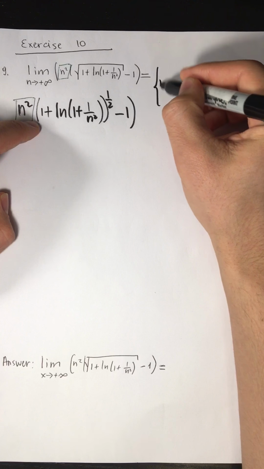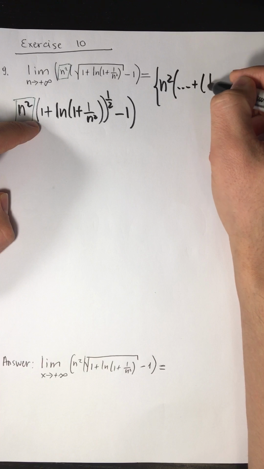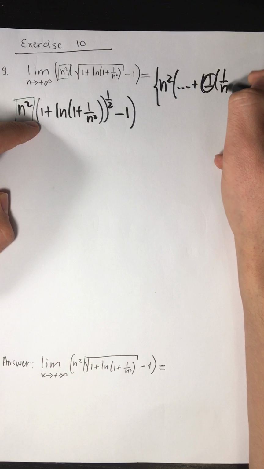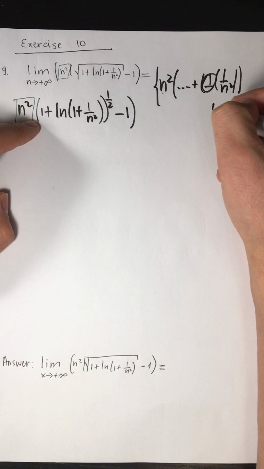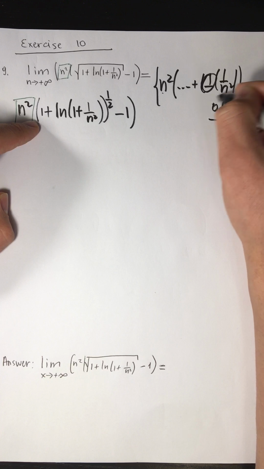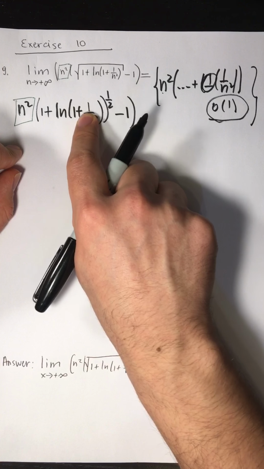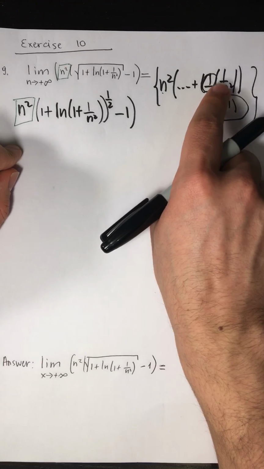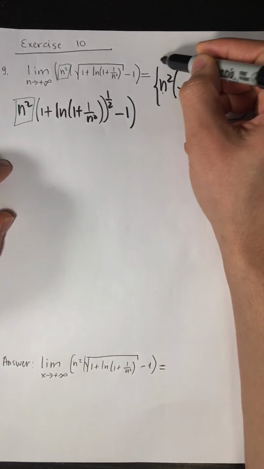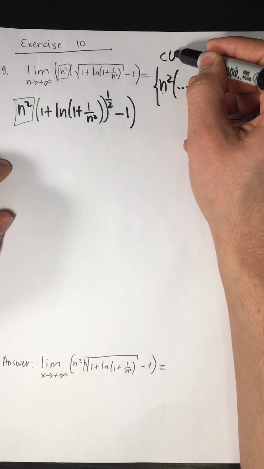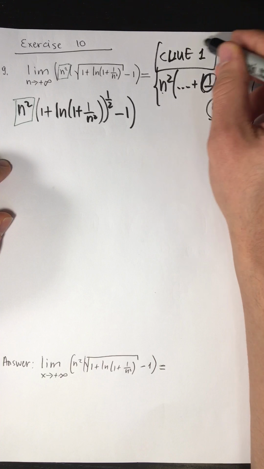So in here I want to have n square times something plus o of 1 over n square, because when I multiply and open the bracket, I'm going to have o(1), and this is what I'm looking for in exercise 10. So that's the reason why from here I need to go with the second order, and this is the first clue. This is clue number 1.